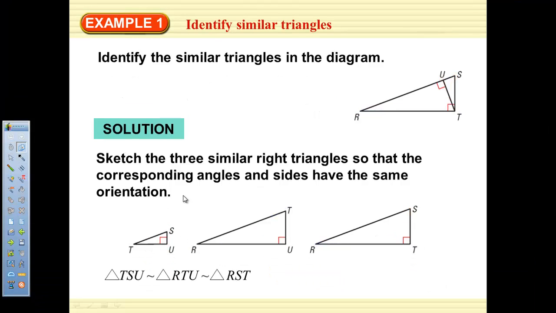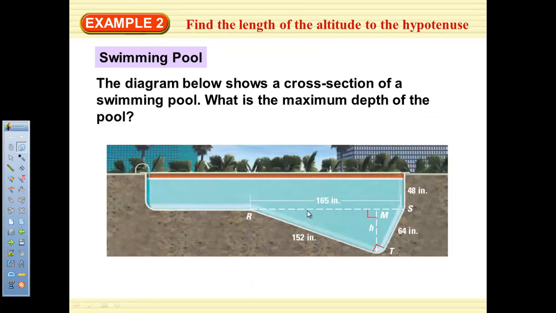So those three triangles are similar. Here's another problem where we want to find this height right here. If you notice, it's a part of this medium triangle and also a part of the smallest triangle. So what we do is break it up into three separate triangles, and then we'll figure out our distance.